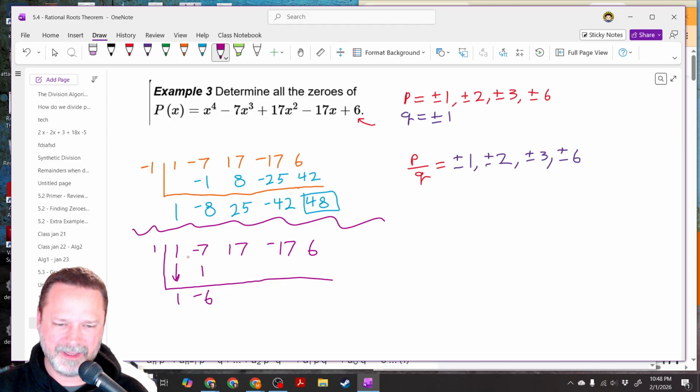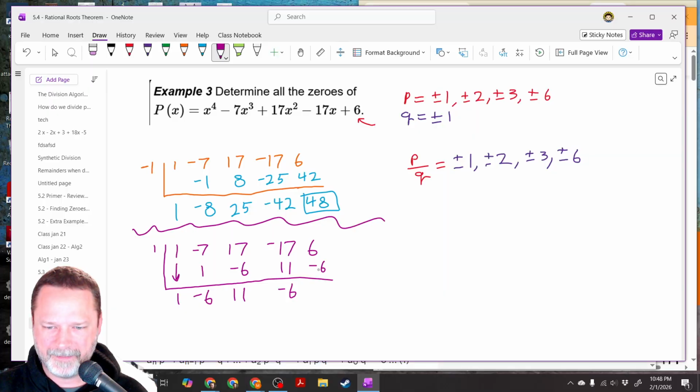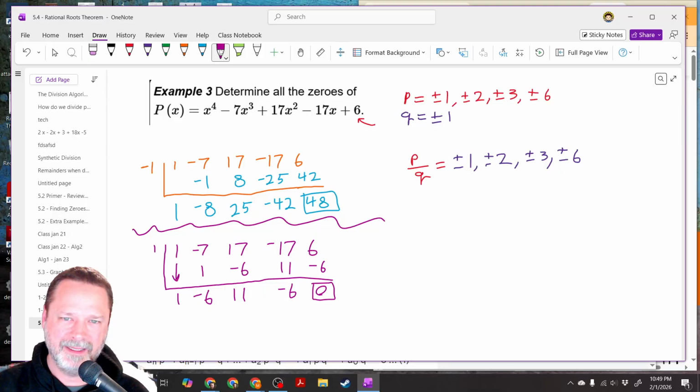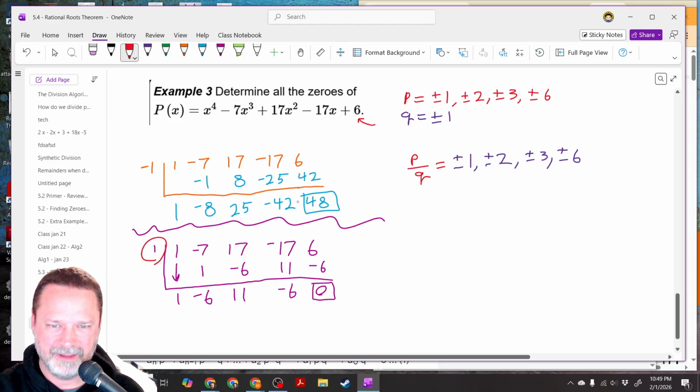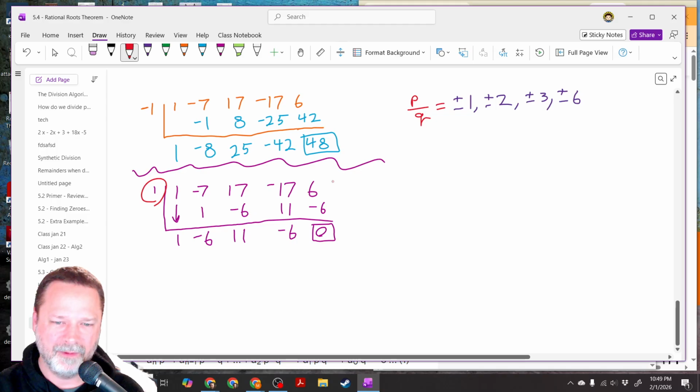-6 times 1 is negative 6. Add, we get 11. 11 times 1 is 11. Add, we get negative 6. Oh, it's beautiful. Negative 6 times 1 is negative 6. Add, we get 0. That is exactly what I wanted. So now we know that 1 is a root. And we know what we end up with.